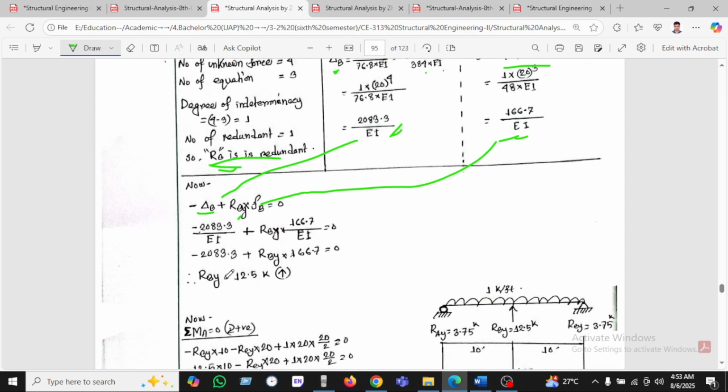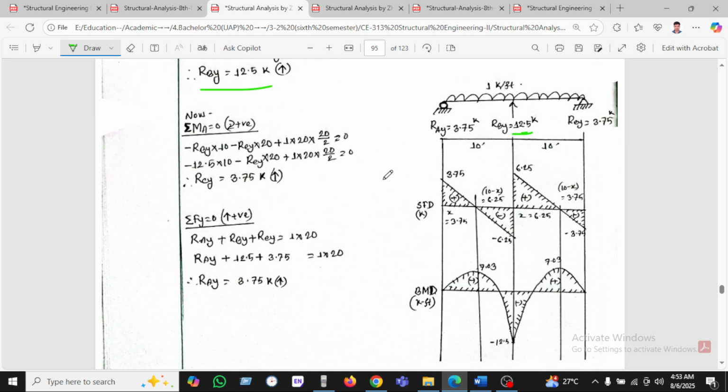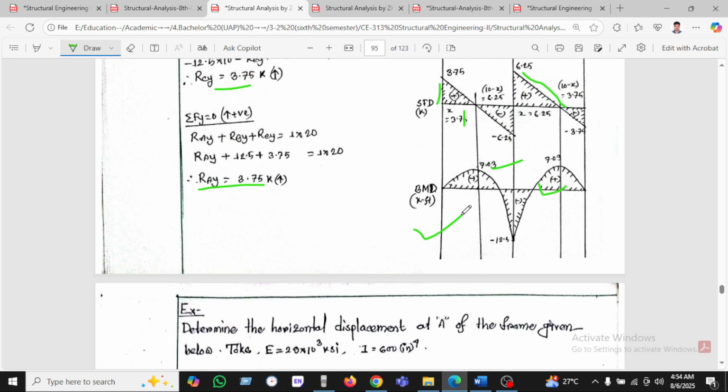Putting all these values, we find RB. If RBY is 12.5, then we can easily calculate the other reactions as 3.5 and 3.5. How do we calculate them? We take the moment here and put in all these values, and RCY is 3.75. In this way we calculate RAY and find 3.75. After finding these values, we draw the SFD, and from the SFD values we get the moment diagram. This is our answer.